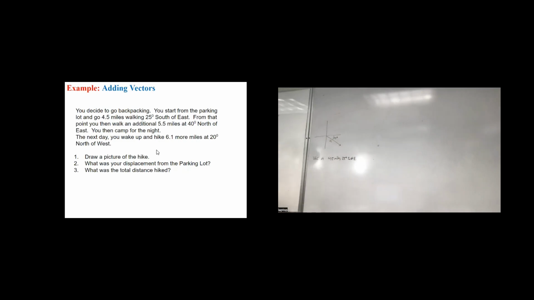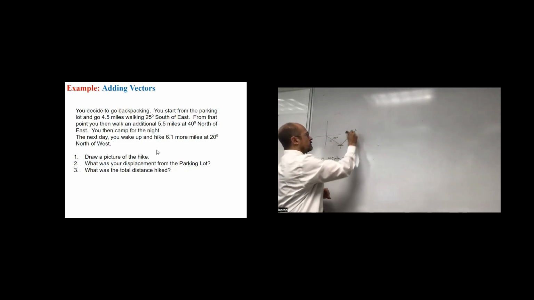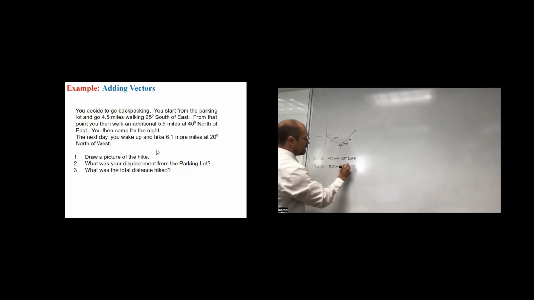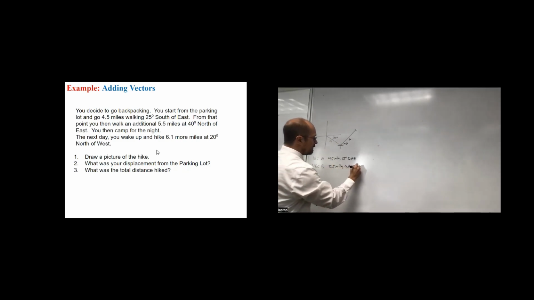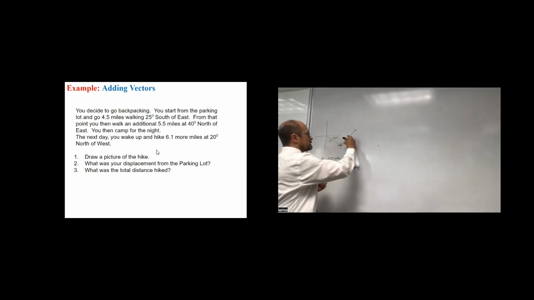The next one says, from that point, you walk 5.5 miles. We draw our little axes: 5.5 miles north of east at 40 degrees. Here's east, and we go north of east, about 5.5 miles. This is vector B. Here's our 40 degrees. So vector B is 5.5 miles at 40 degrees north of east. Oh, it's a terrible B.